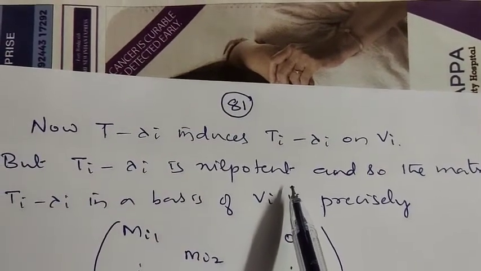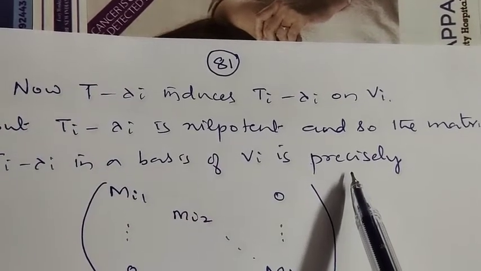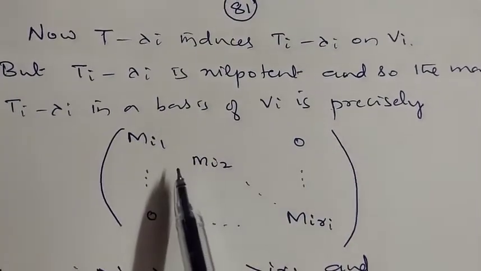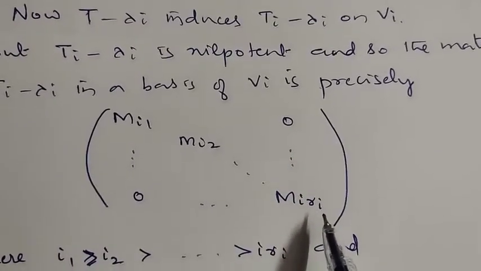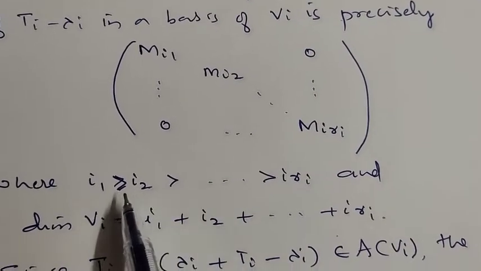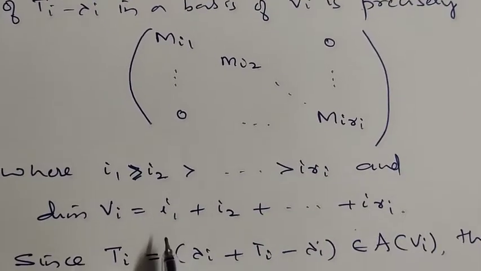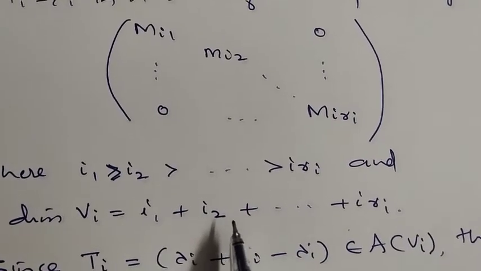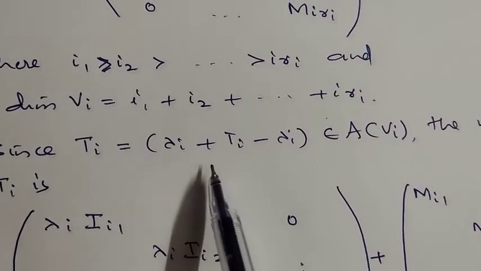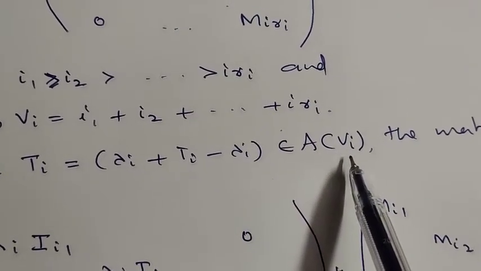These are nilpotent means the matrix of Ti minus lambda in a basis of Vi is clearly Mi1, Mi2, etc., Miri, where i1 is greater than or equal to i2 greater than i3, etc., and dimension of Vi is what? i1 plus i2, etc. Since Ti can be written as lambda I plus Ti minus lambda I, definitely this belongs to A of Vi, because A of V is an algebra.